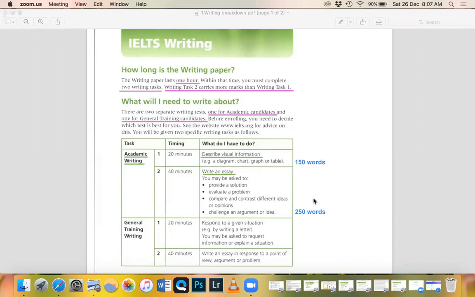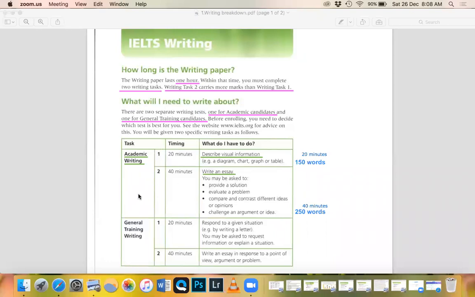Okay, so within this 1 hour, you should be spending more time on task 2. So on task 1, you could spend about 20 minutes. And task 2, you should be spending about 40 minutes. So please make sure when you do the test that you leave enough time to finish task 2 in 40 minutes.